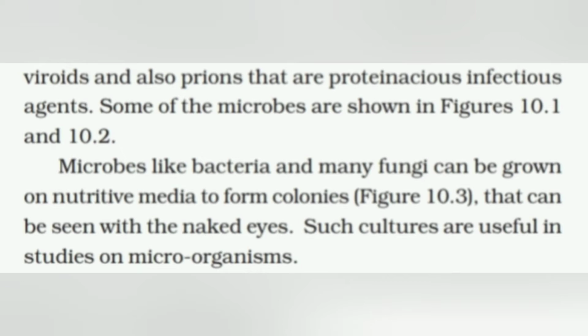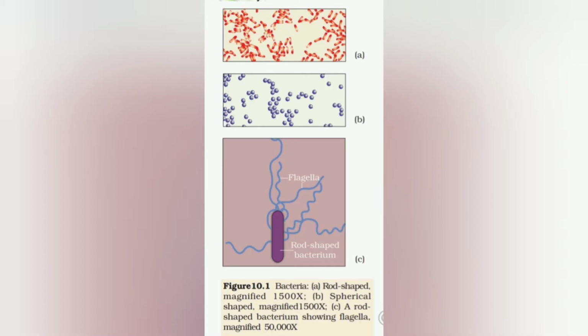Microbes like bacteria and many fungi can be grown on nutritive media to form colonies that can be seen with the naked eye. Such cultures are useful in studies on microorganisms. Let us see the microbes that can be helpful. Here are some bacteria, rod-shaped, magnified at 1500x, spherical shaped, magnified at 1500x, and a rod-shaped bacterium showing flagella magnified at 50,000x.